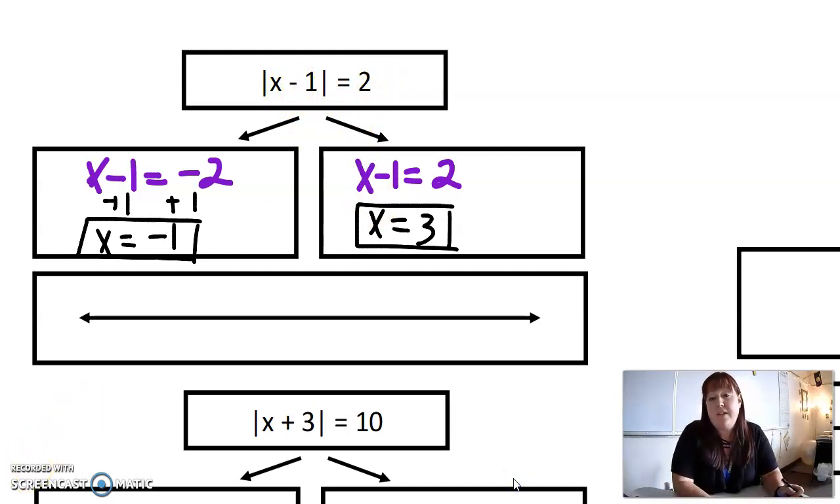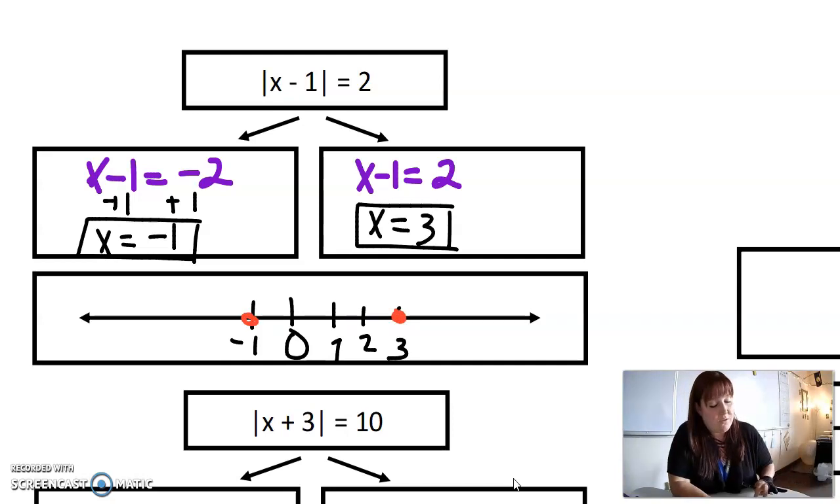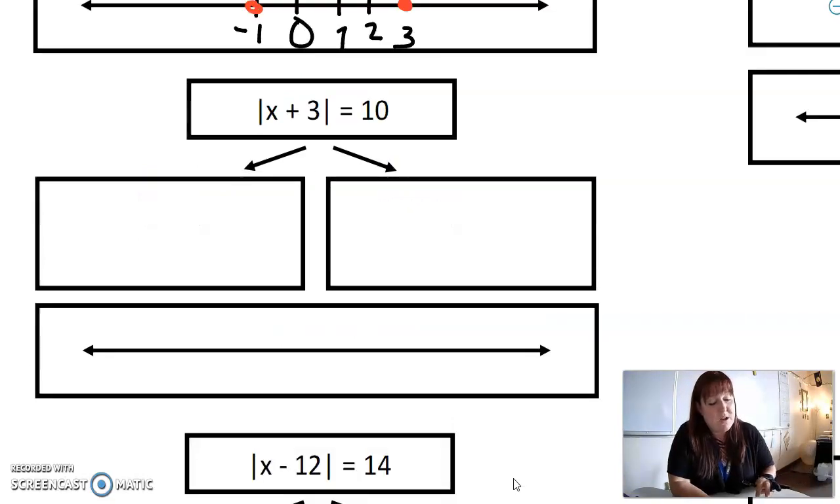So you could graph these if you wanted. You could graph -1. So we have 0. There we go, 0. So we have -1 and 3. So these are our 2 points that would make this true. We're not going to graph all of those ones because it's not really that important for this case.